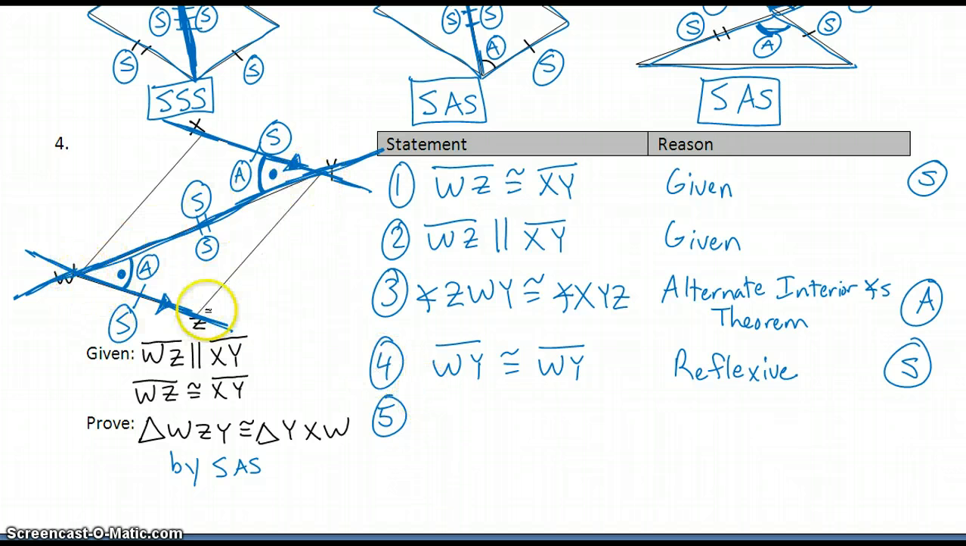WZY is congruent to YXW. Notice that the order keeps my corresponding parts congruent to each other. And the reason that these triangles are congruent to each other? Side, angle, side.